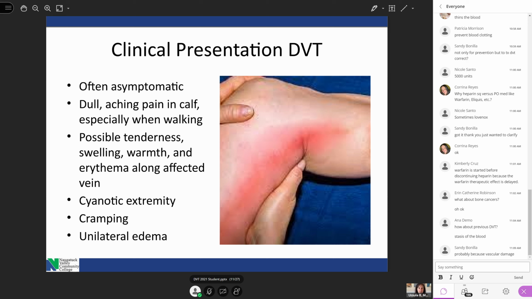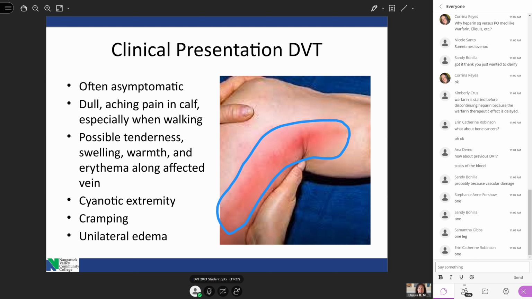Let me grab my little pen. So see this red line? Not always the case, but sometimes it happens. Okay, so we can get a red line. We can get, first of all, I want us to start with the top one. We can get symptoms. Are we going to get symptoms in both legs or one leg?